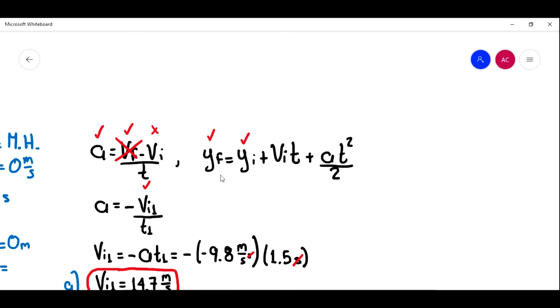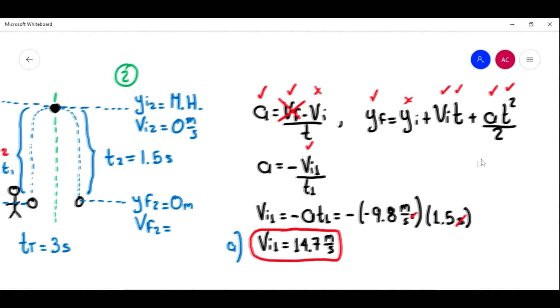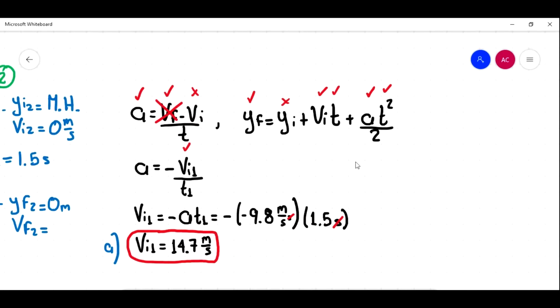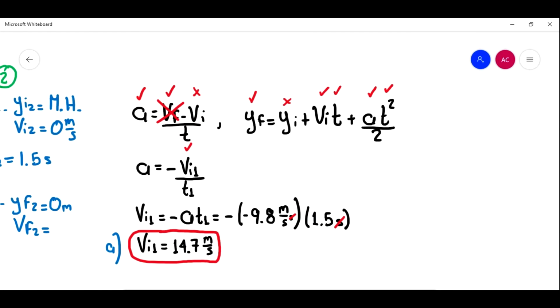The initial velocity of segment number 2 is 0, so I have it. I got this one, I got this one, and I got this one. Oh, sorry. I don't have this one. So that's the one that I need to find. So I can use this equation to find the initial position of segment 2. But before I do it, let's cancel everything that is 0. So the final position is 0 and also the initial velocity. Just remember that.